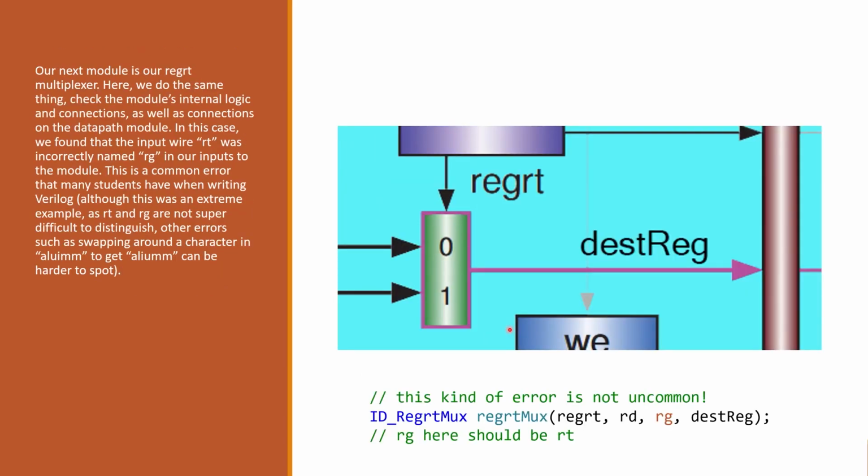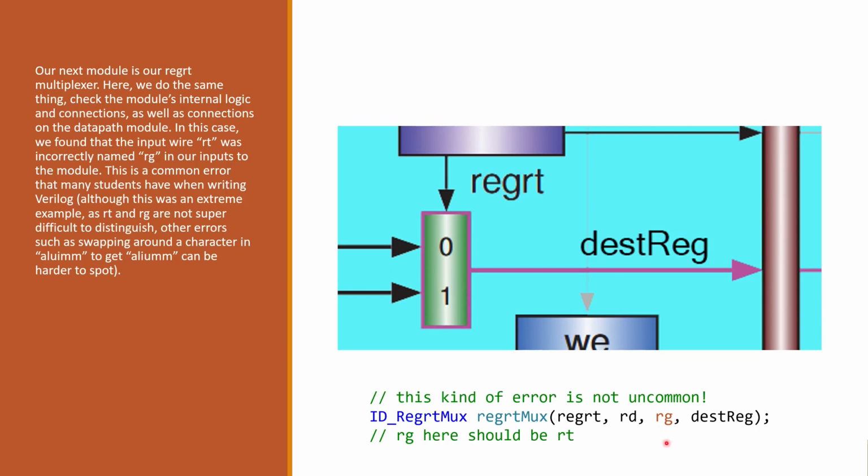Our next module is our RegRT multiplexer here. Here, we do the same thing. Check the module's internal logic connections and the connections on the data path module, as well as the module's actual internal logic, making sure that's correct too. In this case, we find that our input wire RT here was named RG by mistake.